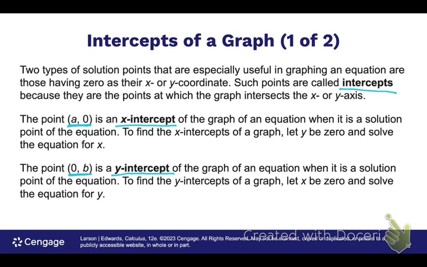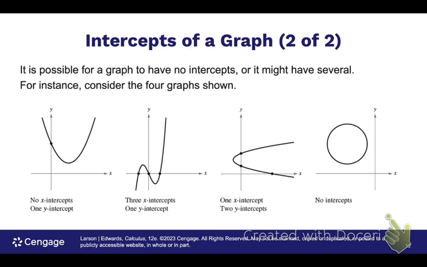Are we good? Okay. I guess if I leave all those words, it will teach you guys how to pick out the important stuff, which actually would be very beneficial. Okay, so it is possible for a graph to have no intercepts, or it might have several. If it is a function, it will only have one y-intercept. At most, it can only have one y-intercept if it is a function, because functions, remember, you have to pass that vertical line test.